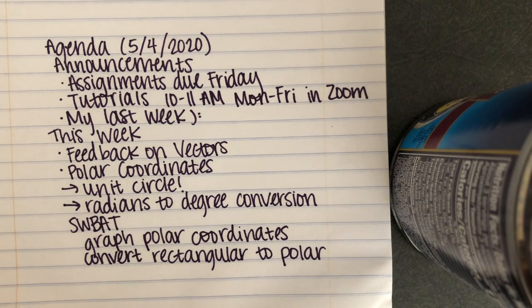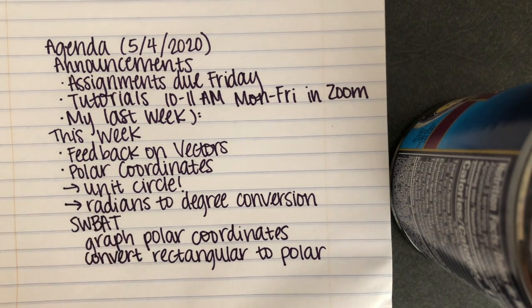This week you guys are responsible for an assignment that's going to give both myself and you some feedback on vectors and our progress. And then we're going to be transitioning into polar coordinates. So some prior knowledge that you guys should have in your back pocket is the unit circle and how to convert radians to degrees. And then at the end of this week, the student will be able to, or you should be able to, graph polar coordinates and convert rectangular to polar coordinates.